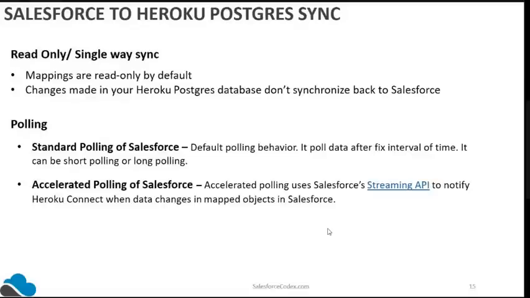Salesforce to Heroku Postgres sync. Basically, you want to sync data from Salesforce to Heroku, which is a read-only concept, or single-way sync. So the mapping will be read-only by default. Changes made in a Heroku Postgres database don't synchronize back to Salesforce, because you have created a mapping for one way, from Salesforce to Postgres. So whatever changes you make in Postgres will not reflect back in the Salesforce system. That is a read-only concept.